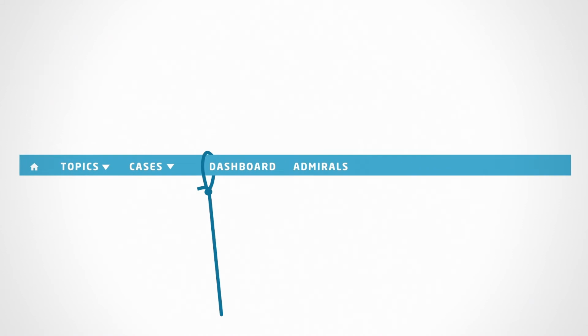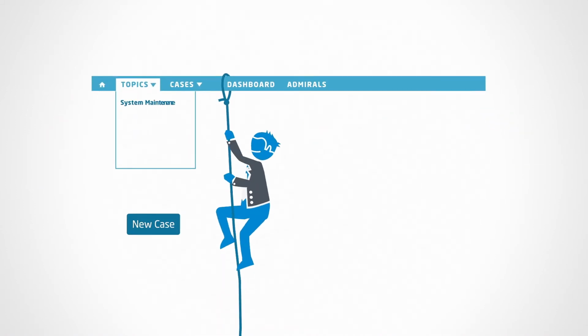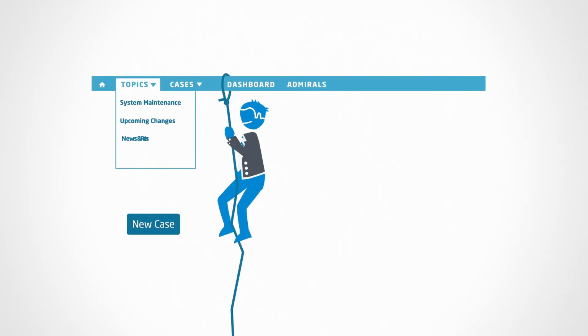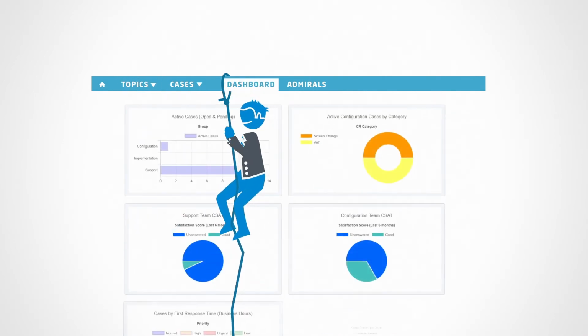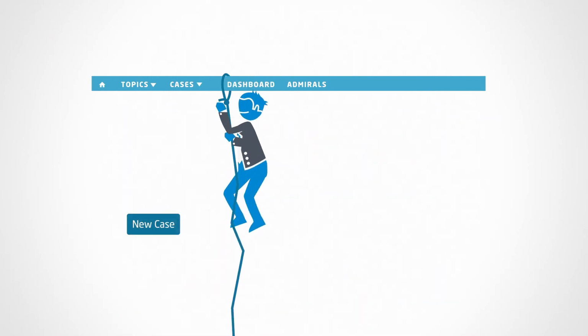At the top, the Topics tab gives you quick access to system maintenance, upcoming changes, news and release notes, and Chrome River University. The dashboard is an interactive visual history of all your Chrome River Help Desk cases.